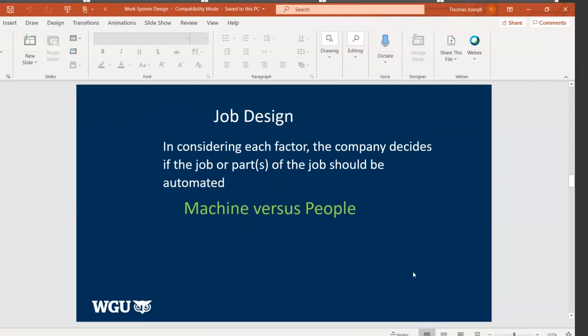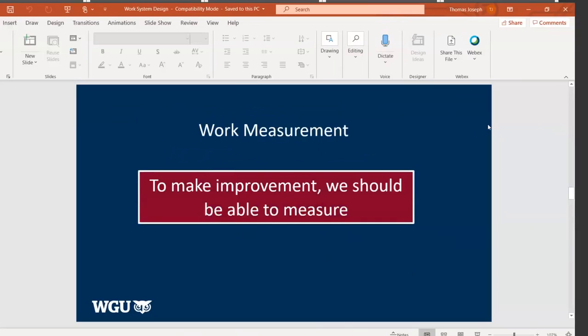So you can look through your text and through your research and see, okay, when does a company decide to use machine or automation versus people, right? These are questions that I would like for you guys to answer in your study, because this is going to be critical for you to understand and know while you prepare for your objective assessment. All right. So that's job design. Next component is work measurement.